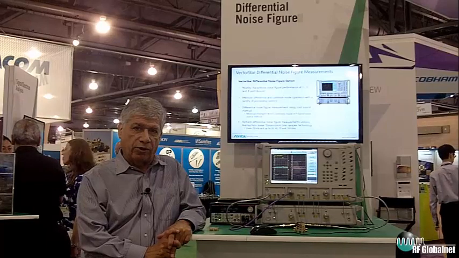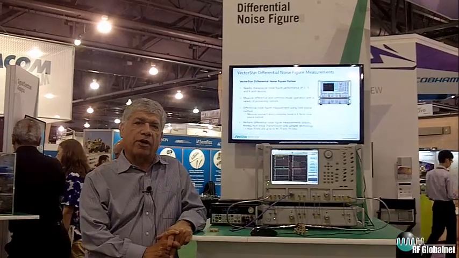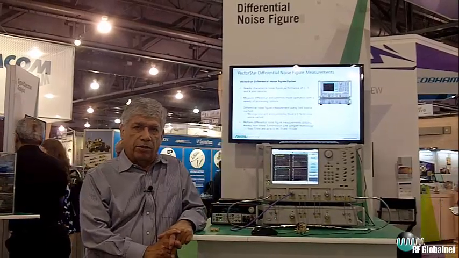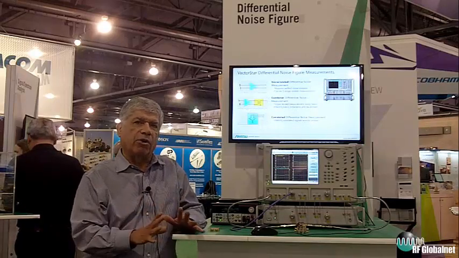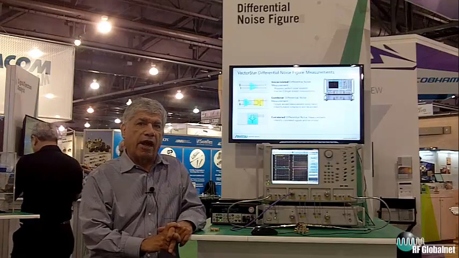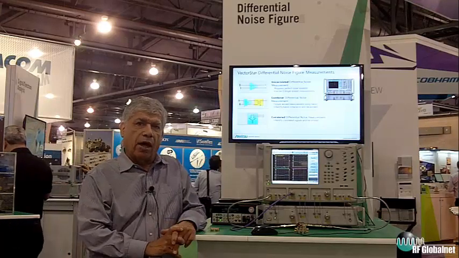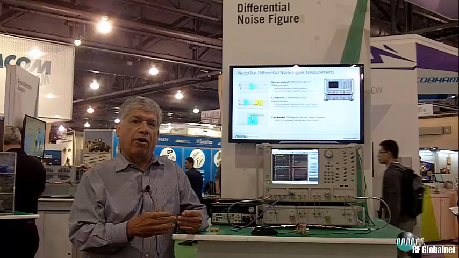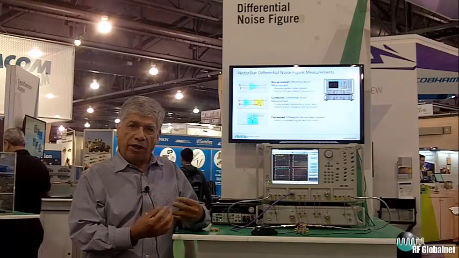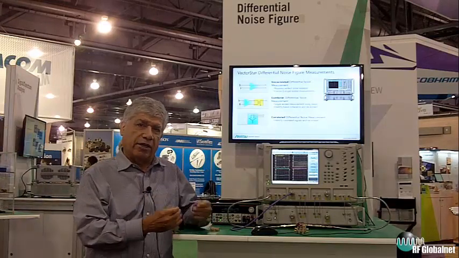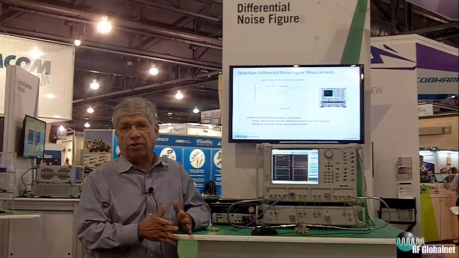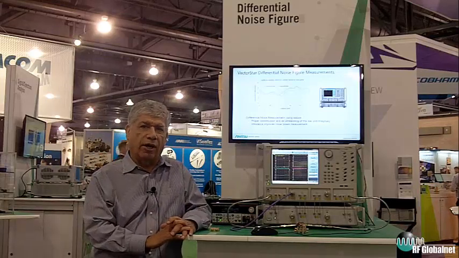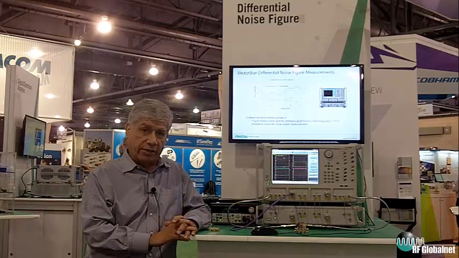What we're demonstrating is the ability to perform differential noise figure measurements with the VectorStar VNA. The approach to differential noise figure is similar to single-ended measurements in that we're using a cold source method. The difference is that we are identifying some of the correlated noise powers that can be present in a differential measurement that may be contributing to the uncertainties in your noise figure measurements of differential devices.